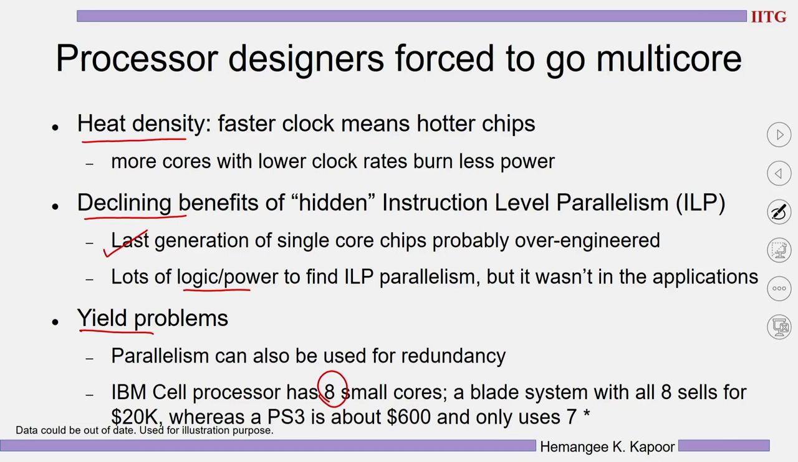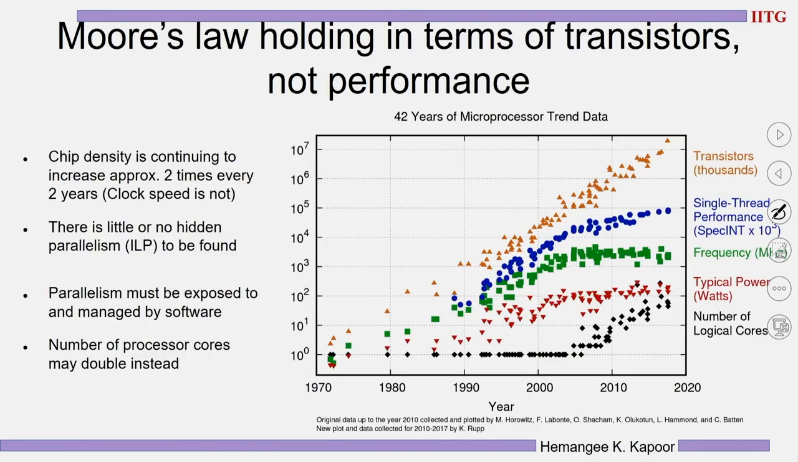So I can sell that same IC with a lesser number of cores at a lesser cost instead of throwing it away. Okay, so the yield problem can also be solved if I have multiple cores. So heat density, declining benefits of ILP, and yield problems have forced the designers to go multi-core.